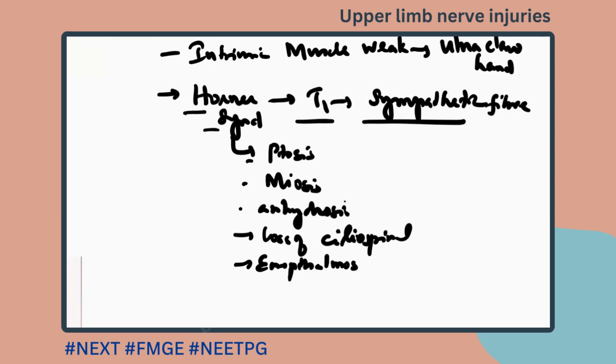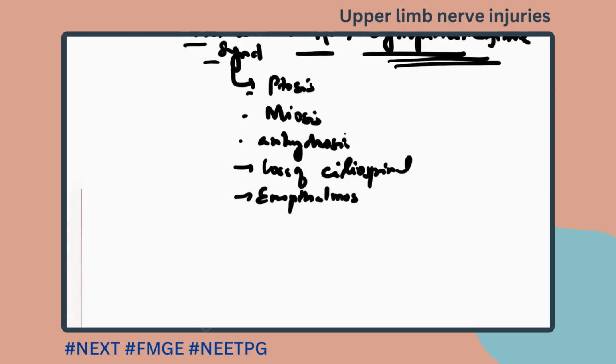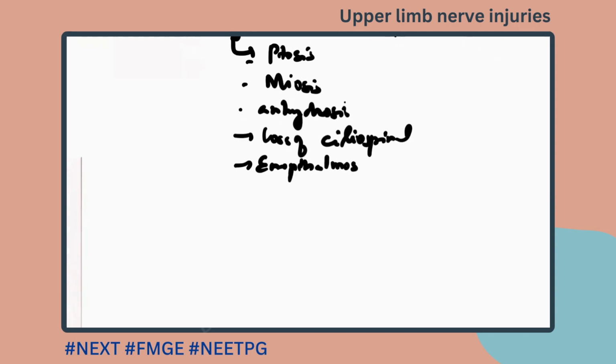Horner syndrome has got 5 components in it. Horner syndrome occurs because of the loss of sympathetic supply to the face. So it results in ptosis. Ptosis means drooping of eyelids. Miosis means constriction of pupil. Anhidrosis means loss of sweating. If there is no sympathetic innervation, there won't be any sweating. So loss of sweating is called as anhidrosis. Then you got loss of ciliospinal reflex and enophthalmos. Enophthalmos means sunken eyeball. So all these are features of Klumpke's paralysis.